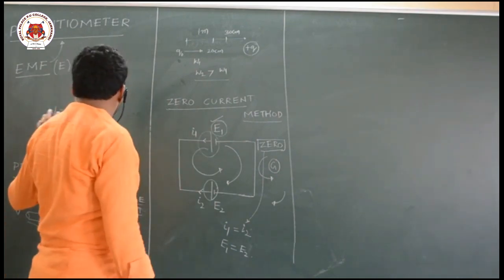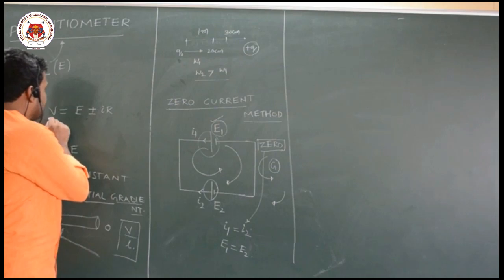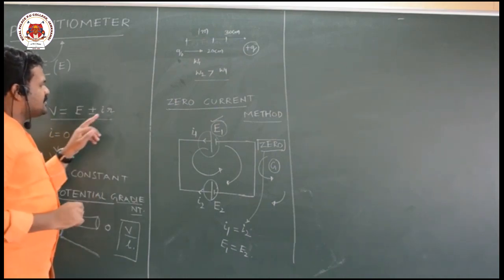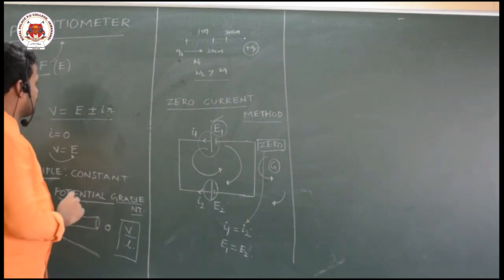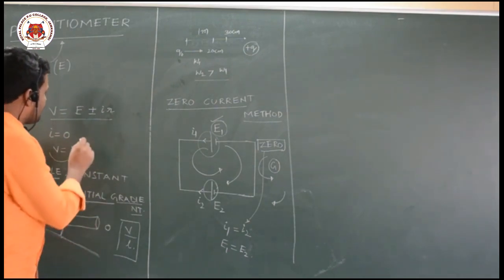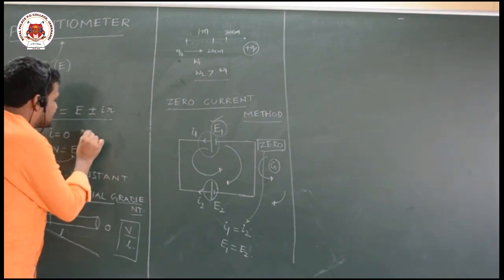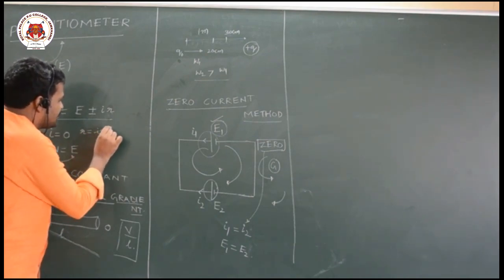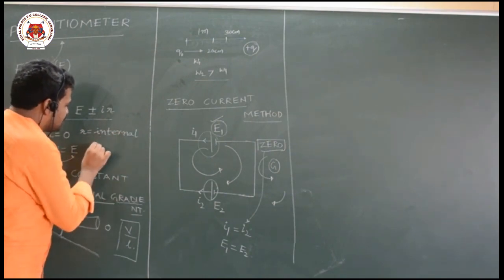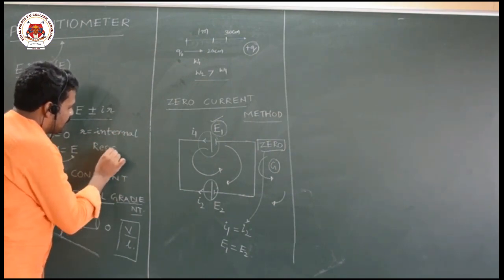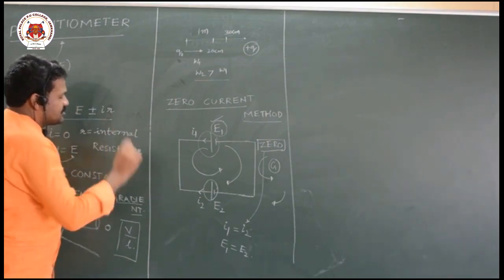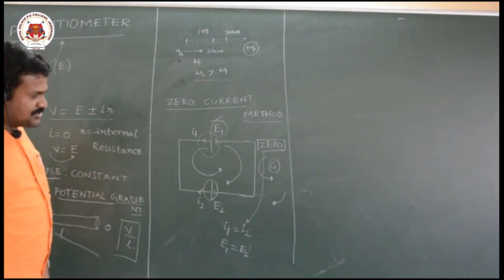Now here I have written V is equal to E plus or minus IR. What is this R here? V is equal to E plus or minus IR. This R is called internal resistance. So what is this internal resistance?